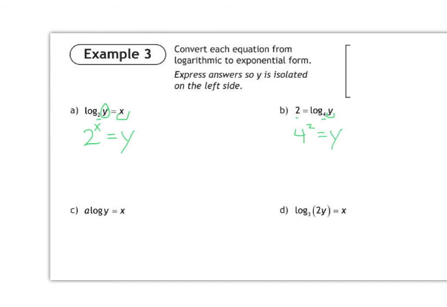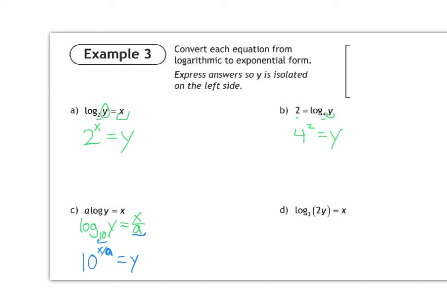For our third one, log y is not by itself yet, so I'm going to divide both sides by a and get log, I'm also going to write this as base 10, just to remind us, is equal to x over a. All right, base 10, so it's going to be 10 exponent x over a is equal to y.